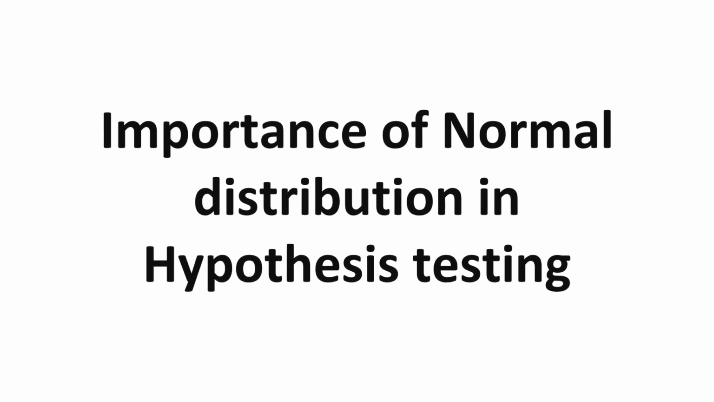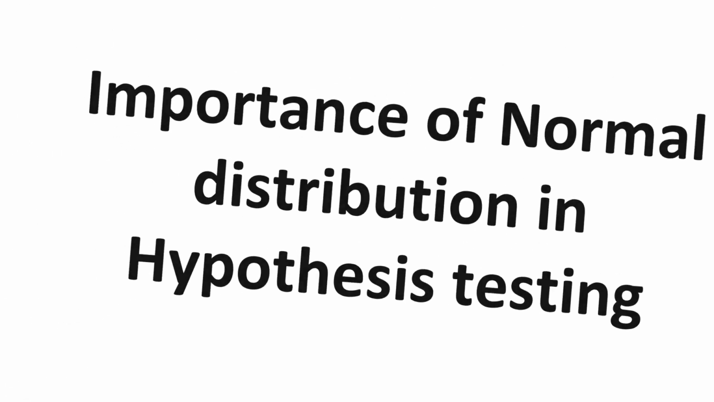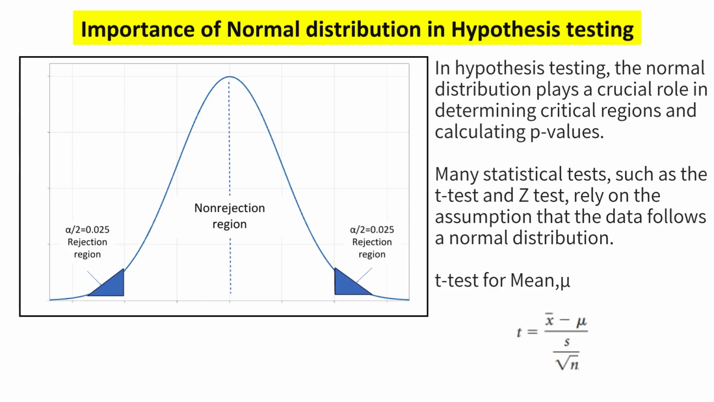Importance of normal distribution in hypothesis testing. In hypothesis testing, the normal distribution plays a crucial role in determining critical regions and calculating p-values. Many statistical tests, such as the t-test and z-test, rely on the assumption that the data follows a normal distribution.